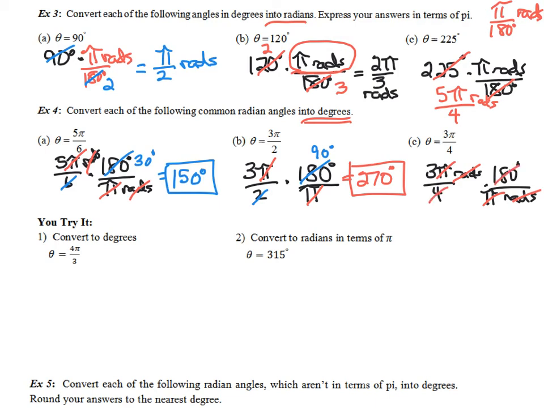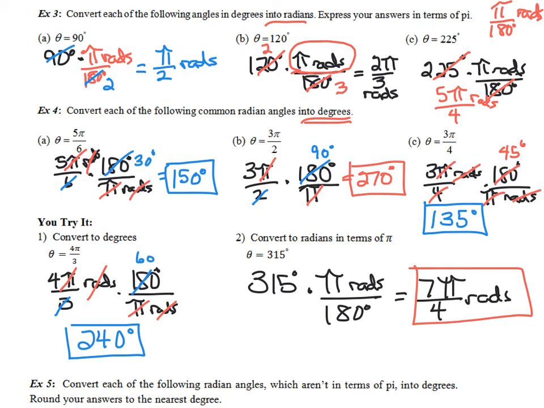4 goes into 180 45 times, and again that keeps the degree symbol there. 3 times 45 degrees, 135 degrees. Now I want you to take a few minutes and do the you try it examples, and then come back after you've done the problems and check with my solutions.